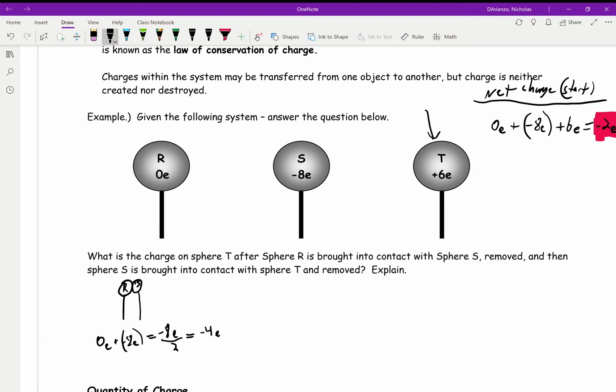So after the change, I'll do R first, then we'll have S. These have been removed. We're left with -4e, -4e. So each of those spheres, after coming into contact, their charge splits evenly. We separate them. Now each sphere, R and S, has a charge of -4e. We still have sphere T here.